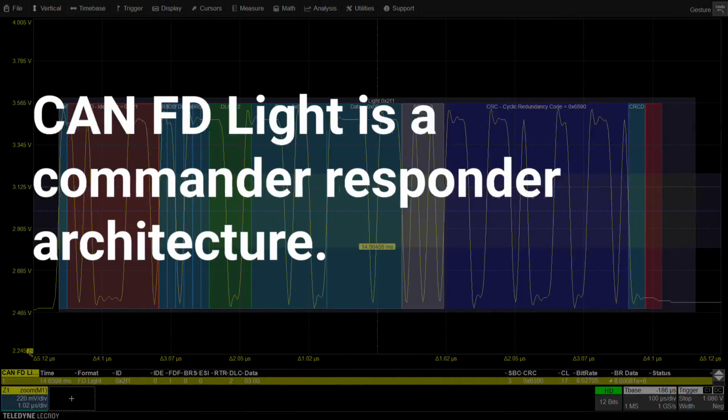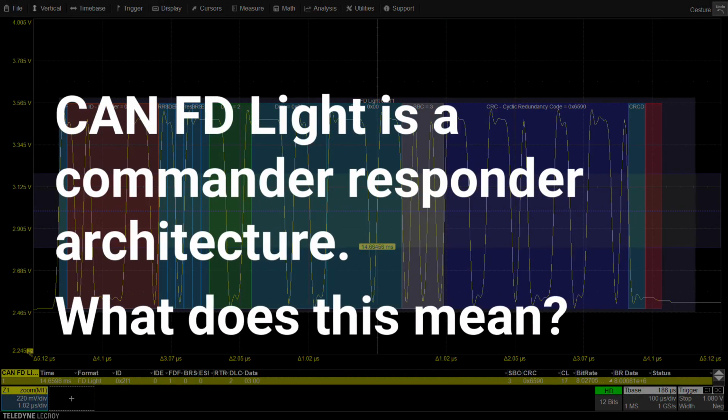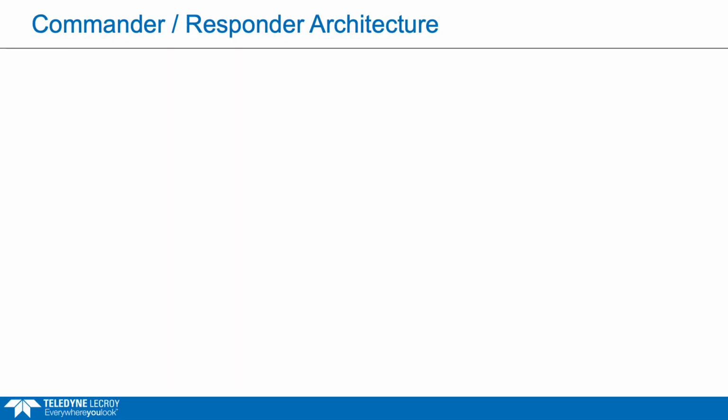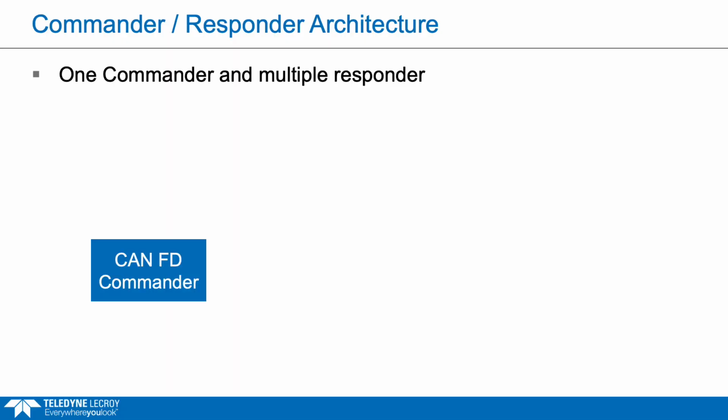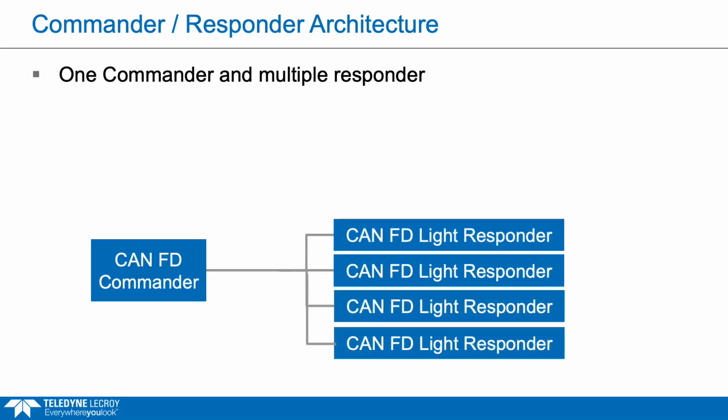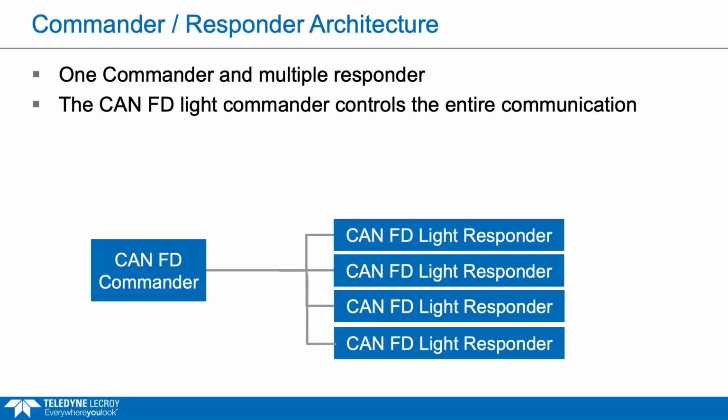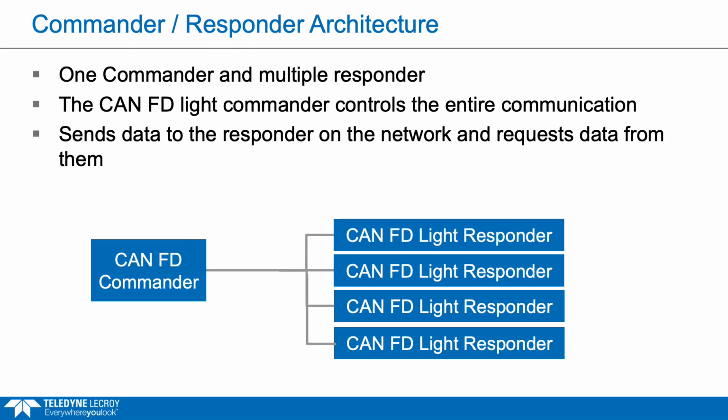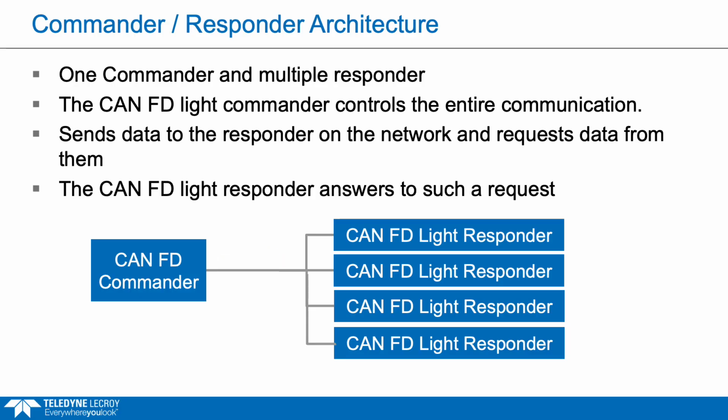CAN-FD Lite is a commander-responder architecture. What does this mean? To reduce the complexity and cost on the nodes, the network contains only one commander and all the other nodes are responders. The commander controls the entire communication and sends data to the responders on the network and also requests data from them. The responder only answers such requests.